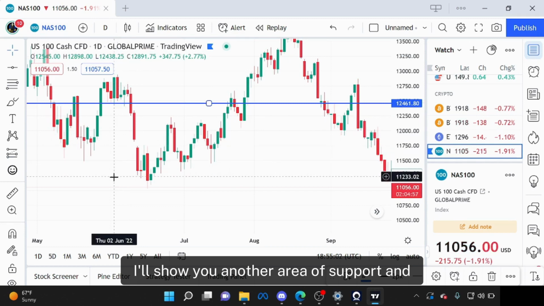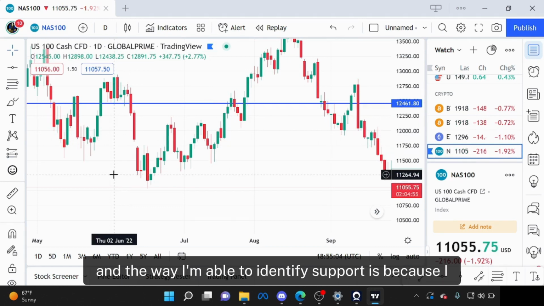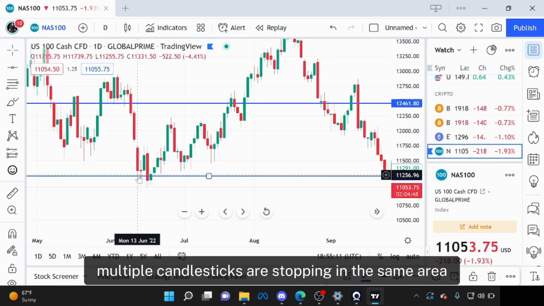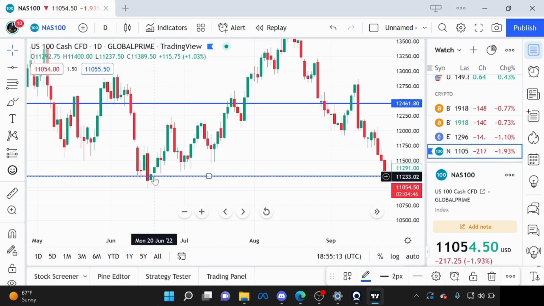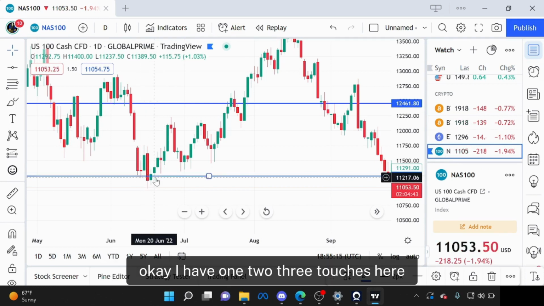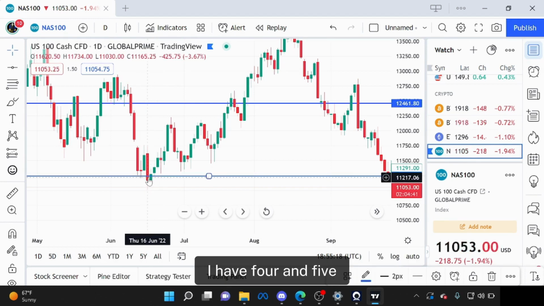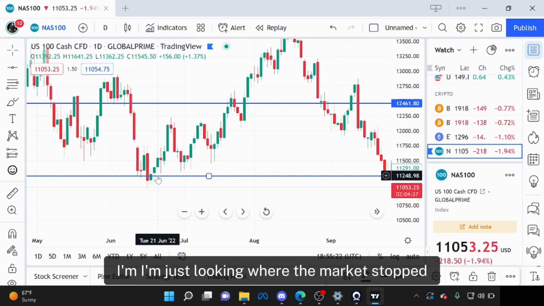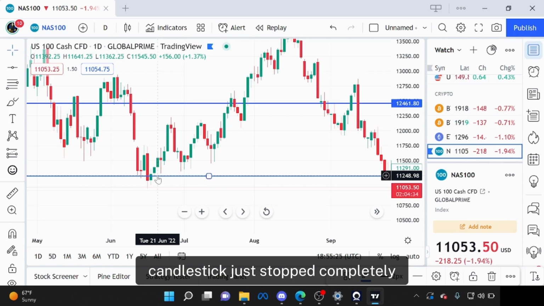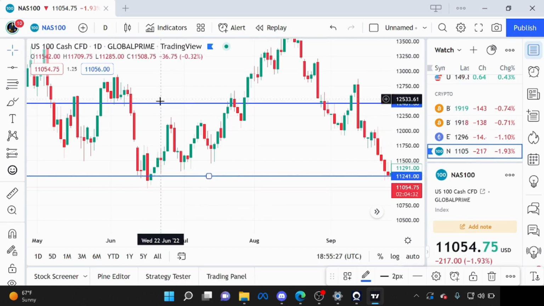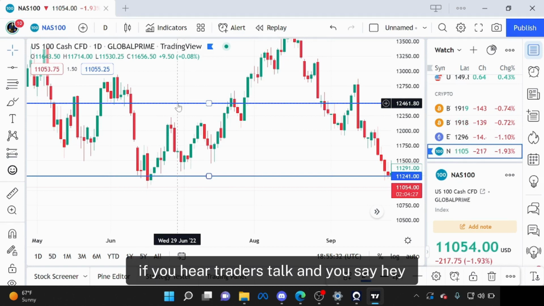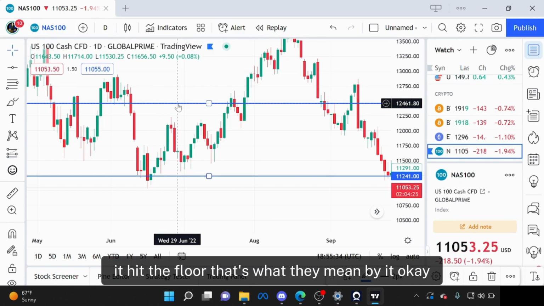I'll show you another area of support. And the way I'm able to identify support is because I can see that multiple candlesticks are stopping in the same area. Okay, I have 1, 2, 3 touches here. I have 4 and 5, but I'm not going to use those. I'm just looking where the market stopped, wicked out, or the candlestick just stopped completely. So those right there are 2 support levels, also known as the floor. If you hear traders say, hey, it hit the floor, that's what they mean by it.